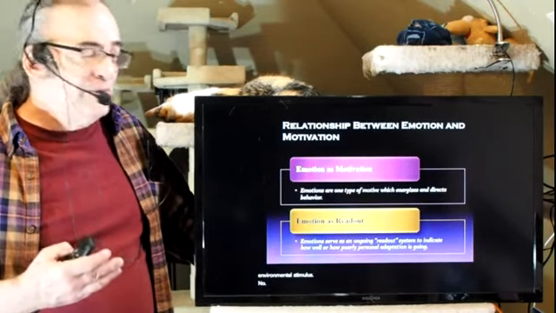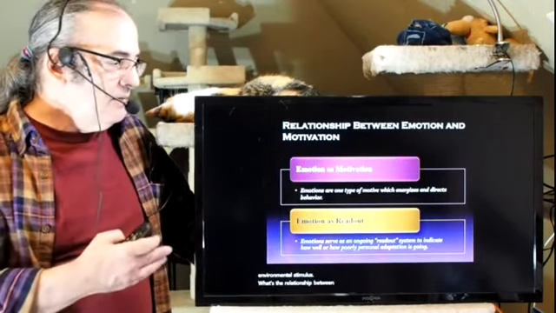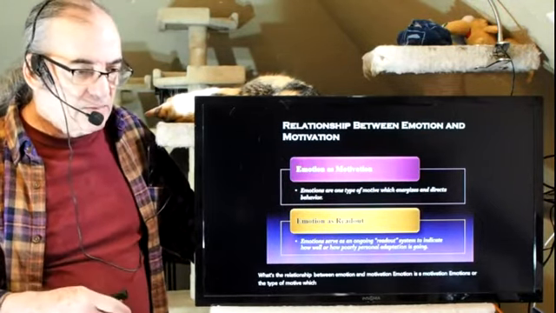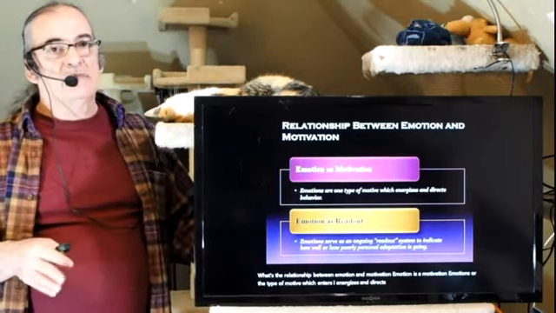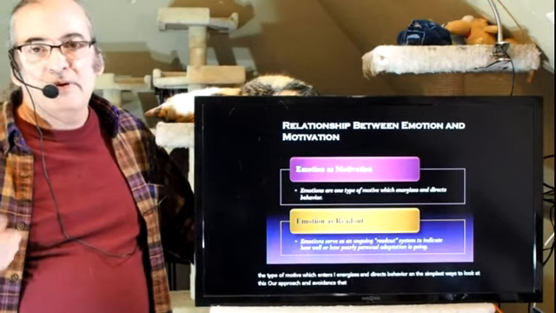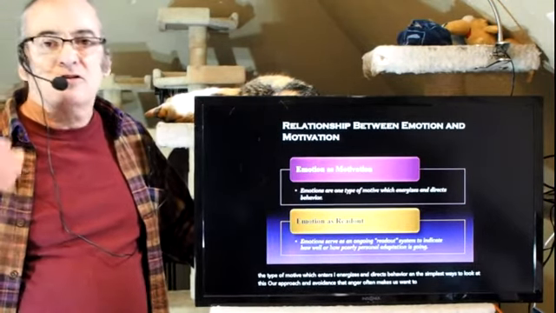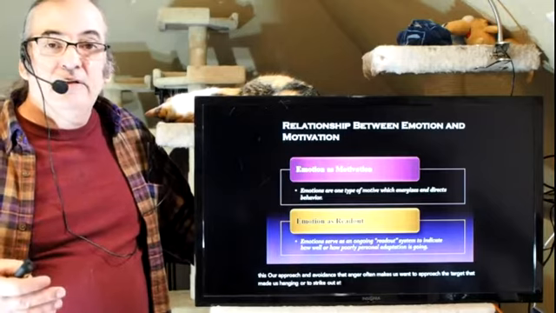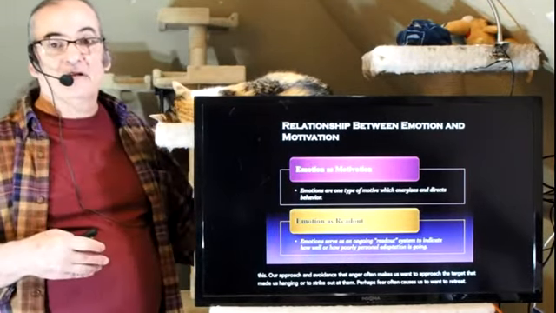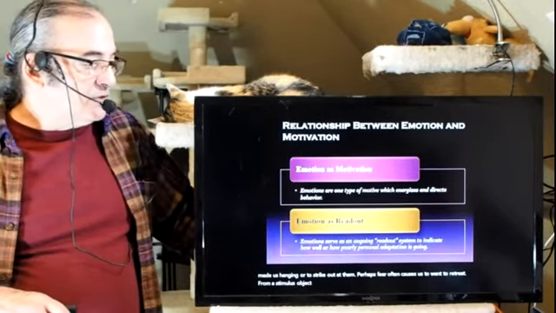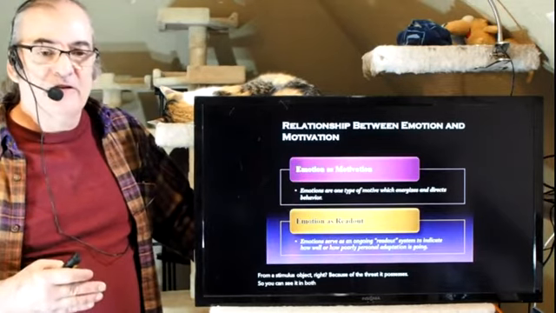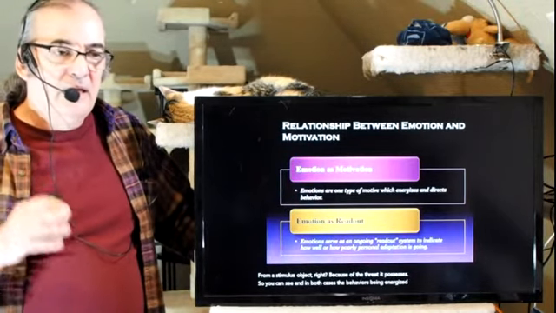What's the relationship between emotion and motivation? Well, emotion is a motivation. Emotions are the type of motive which energizes and directs behavior. And the simplest ways to look at this are approach and avoidance. Anger often makes us want to approach the target that made us angry, to strike out at them perhaps. Fear often causes us to want to retreat from a stimulus object, right? Because of the threat it possesses. So you can see in both cases, behavior is being energized and directed towards a target.